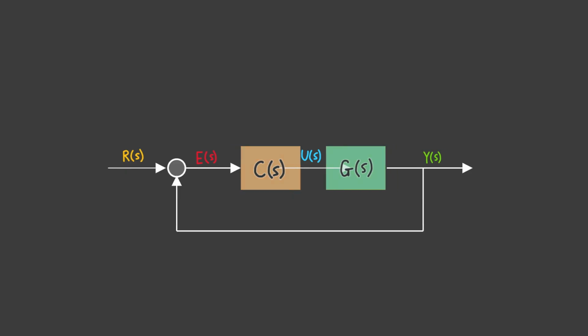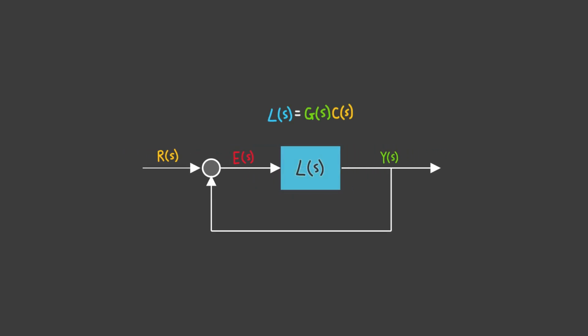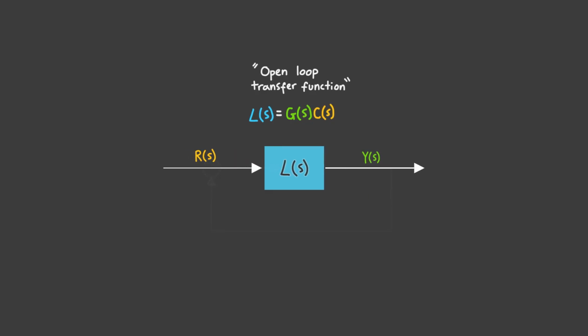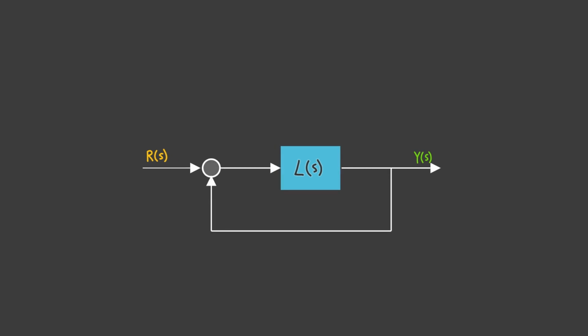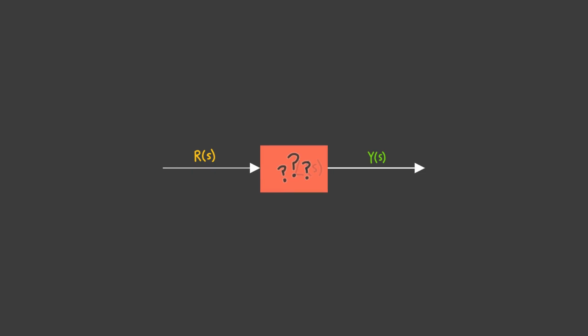Now that we're dealing with multiplication, we can combine these two blocks together into just one transfer function, which I'll call capital L of s. This new block is called the open loop transfer function, because it's what relates r to y if the feedback path was removed. In other words, with the loop open. But what about the loop closed? Is it possible to get some transfer function that relates the reference r to the output y in this case?